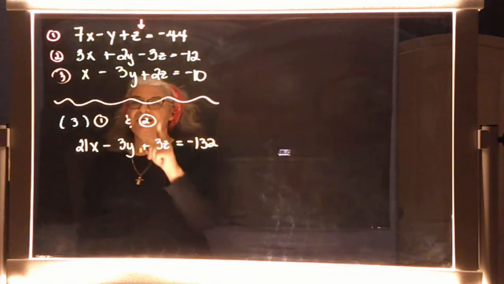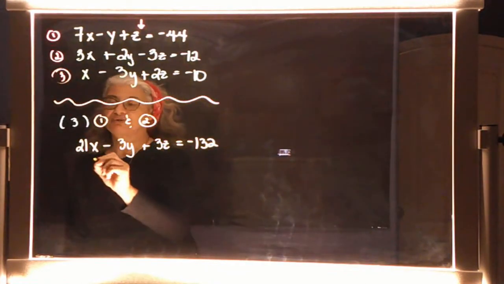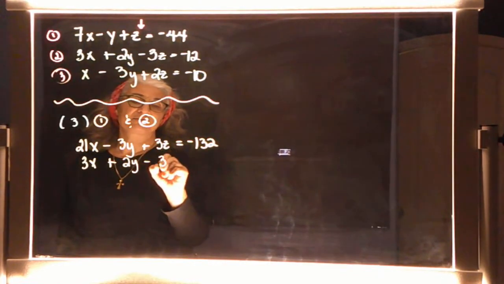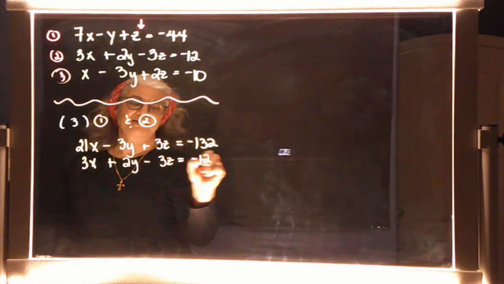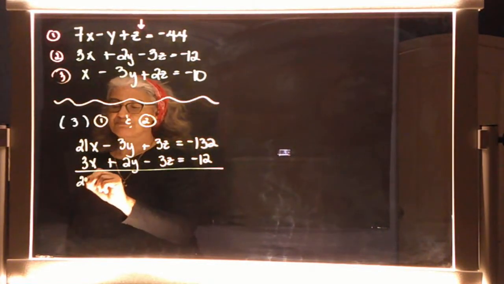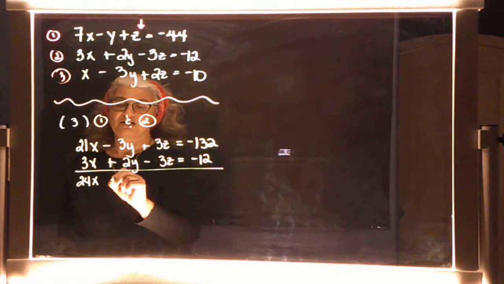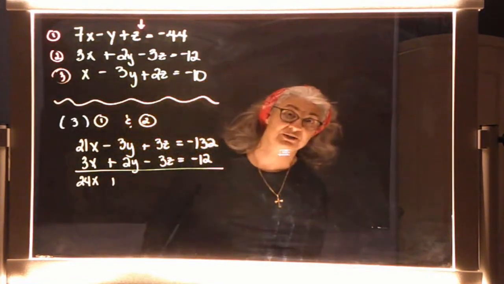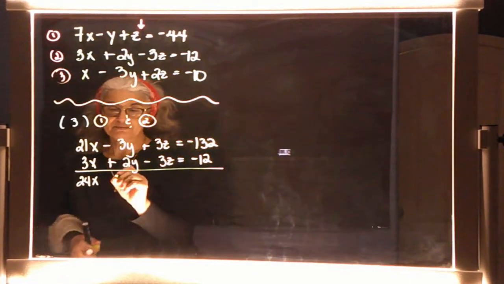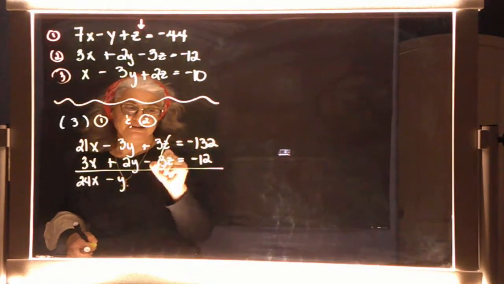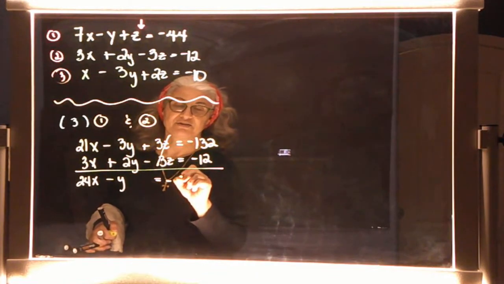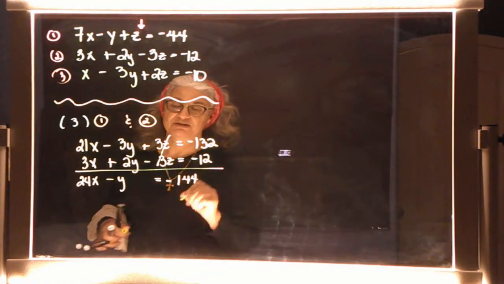Okay. Equation 2, not doing anything to it. So 3x plus 2y minus 3z equals negative 12. Add them together. 24x. Oh, that's a minus, isn't it? I started writing a plus. See, I heard you. This is why you guys have to do the work with me. Minus y. Z's are dropping out, equals, that's right, negative 144. Awesome.